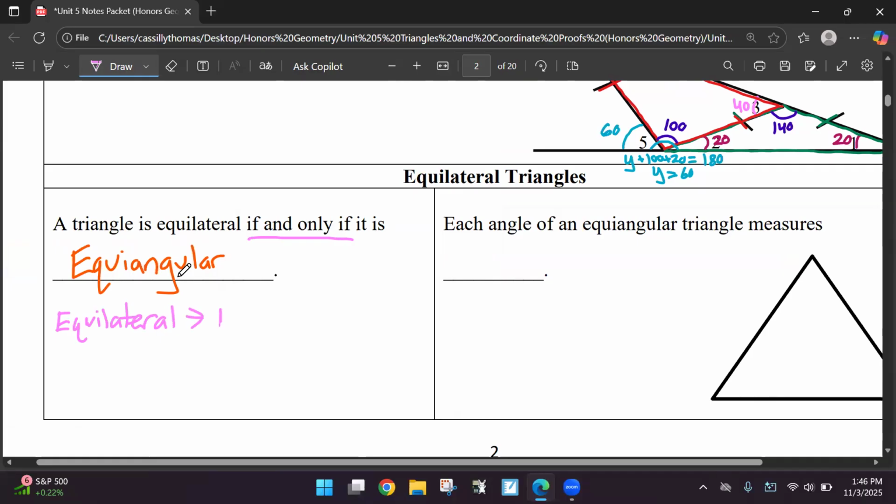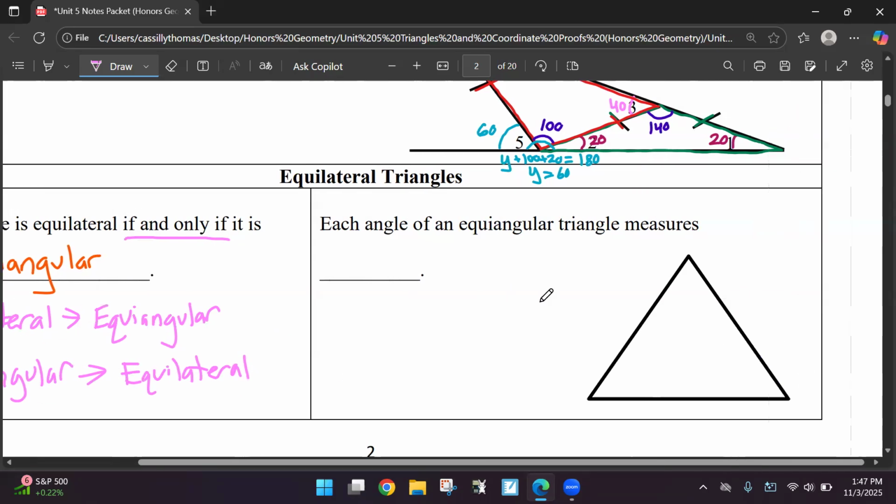Equilateral means equiangular. All right, and then we take the converse of that. We could say, okay, equiangular, that means equilateral. All right. Now the next one.